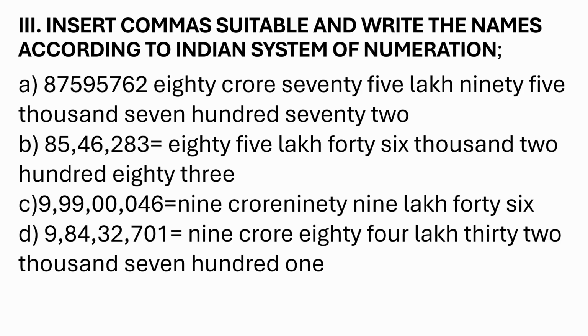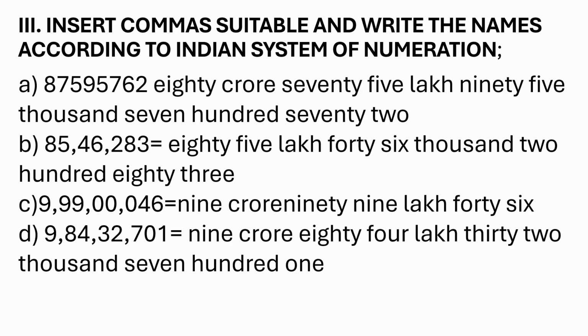Third one, 9,99,20046. We read it: 6 is in ones place, 4 is in tens place, 0 is in hundreds place, 0 is in thousands place, again 0 is in 10,000s place, 9 is in lakh place, 9 is in 10 lakhs place, 9 is in crores place. So we read it 9 crores 99,046.